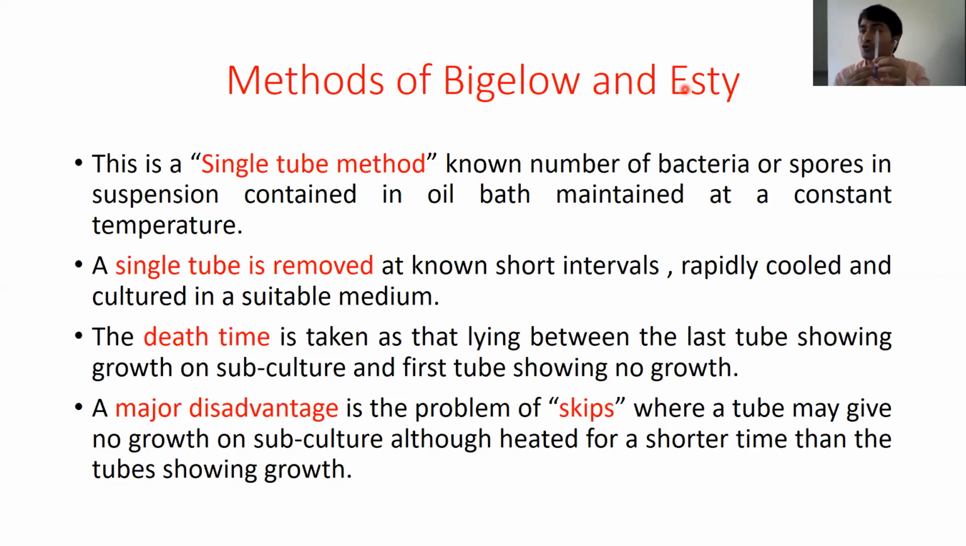So if the tube shows no growth in the last subculturing process, we can determine the death time. That means we have to take out different tubes at different time intervals, from the first tube to the last tube. For example, the first tube we took shows 10 to the power 5 growth of bacteria and bacterial spores.